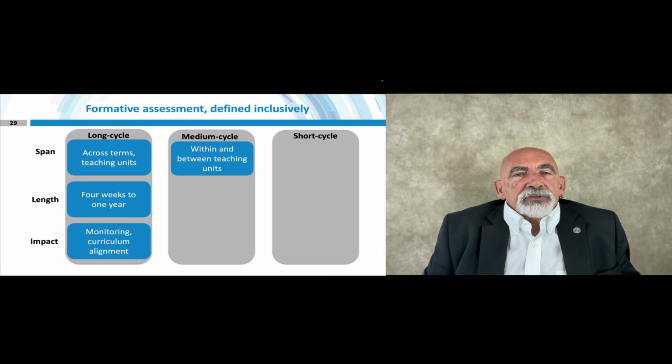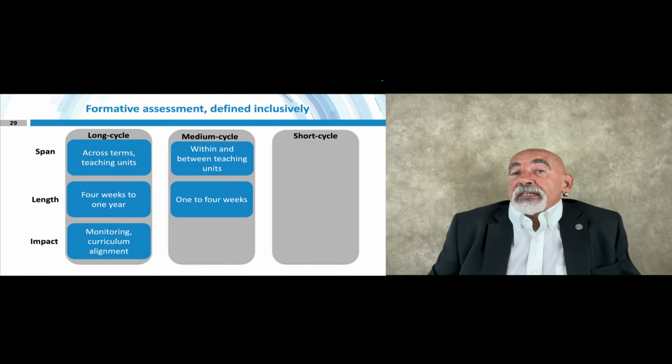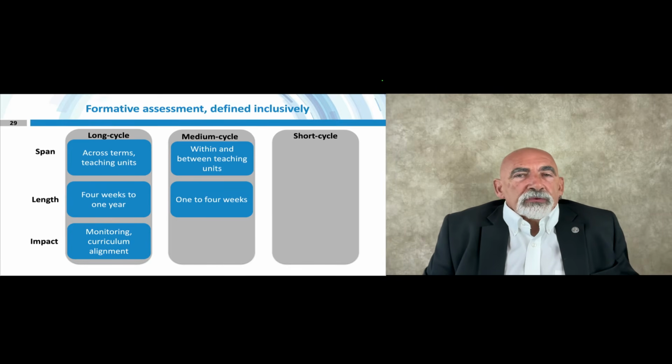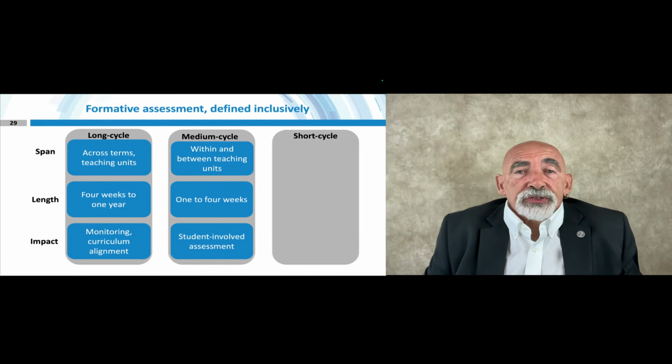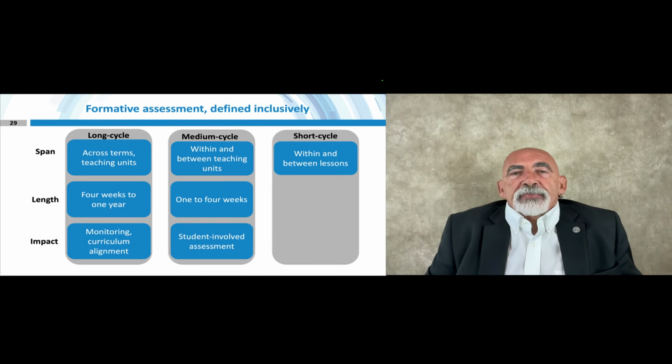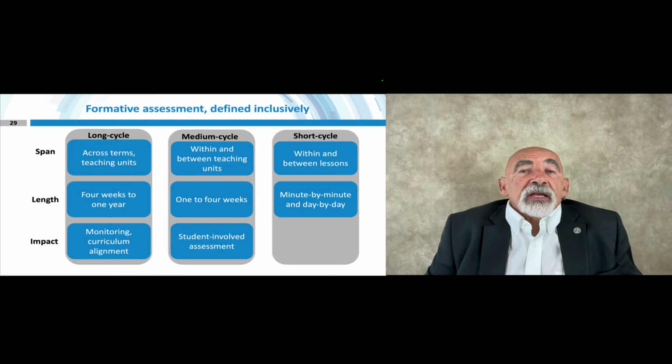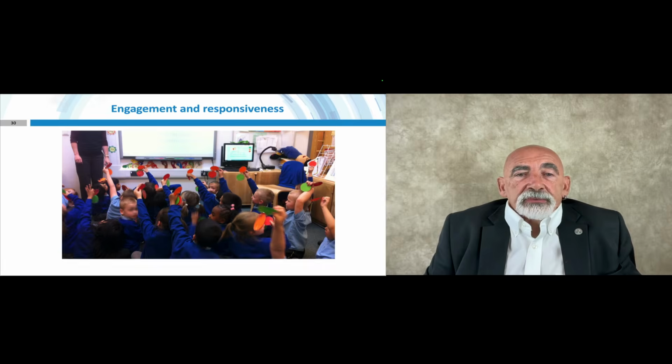If we assess students more frequently than that, every 1 to 4 weeks, making sure the students understand what they need to do to be successful, we get what Richard Stiggins calls student-involved assessment. Assessment becomes something that's done with students rather than to them. But the biggest impact comes when we do formative assessment within and between lessons, minute by minute and day by day. Not so much every 6 to 10 weeks, more like every 6 to 10 minutes. And here's a good example.